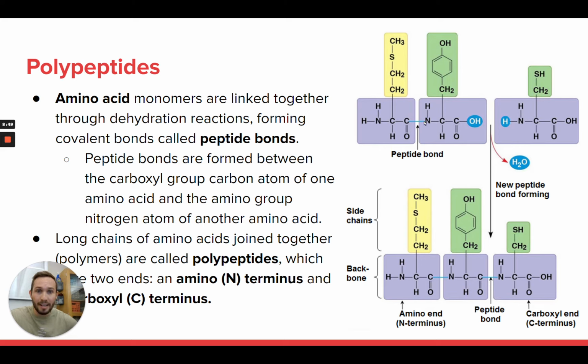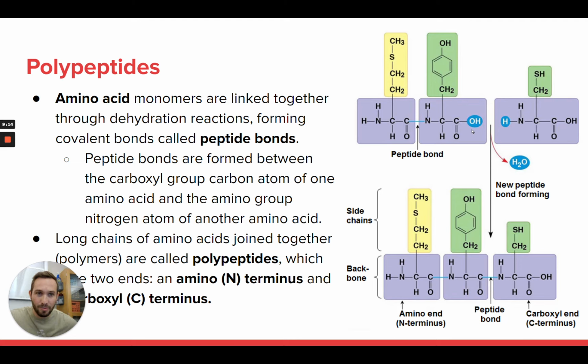That's the bond that connects amino acids with other amino acids. So this is a covalent bond called a peptide bond that connects this amino acid to the next amino acid and the next one. You can see these peptide bonds forming through these dehydration synthesis reactions. Now, the peptide bond, specifically, if you look here, it's between the carbon in the carboxyl group of this amino acid and the nitrogen in the amino group of this amino acid.